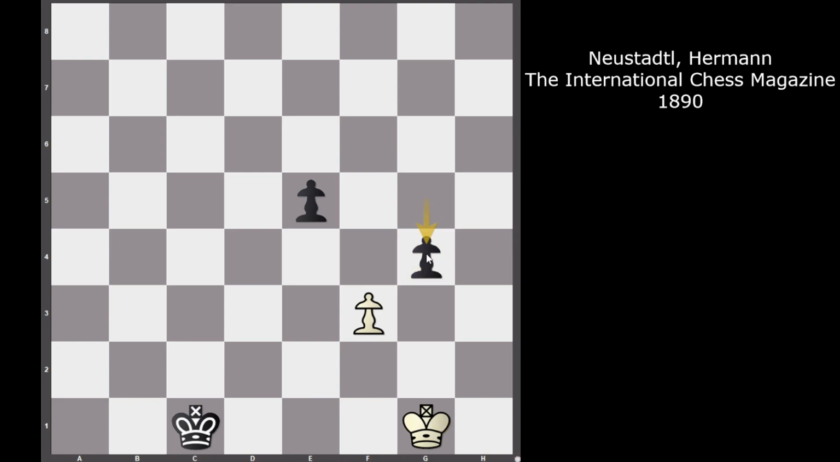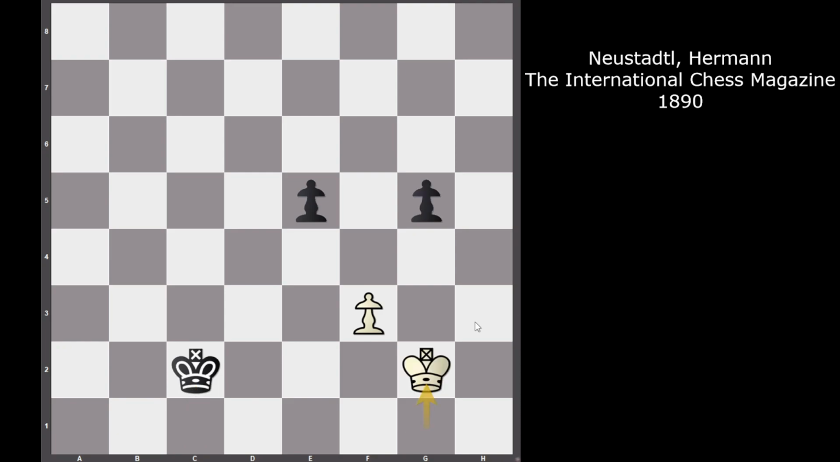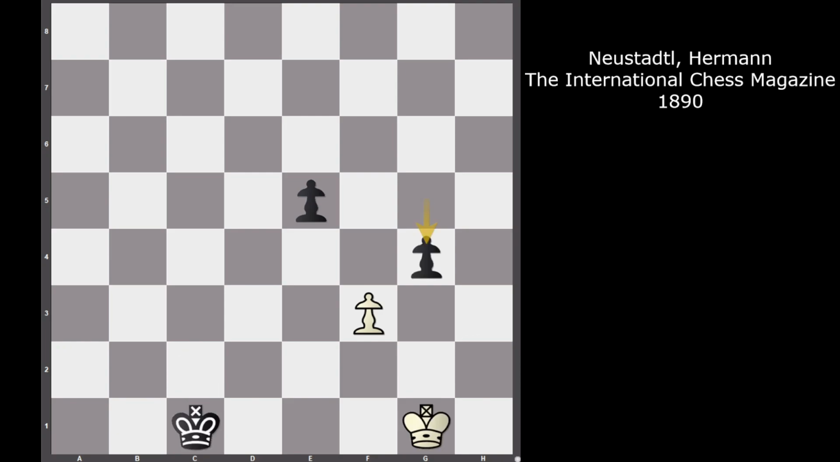So here, let's say you play g4, because king to c2 will just be met by king to g2. Here's the only move to play, king to g2. Now, it is a bit different why to play king to g2, because as you might notice, the white king and the black king are the same distance away from this pawn. So let's say if you would take the pawn, then e4 would just win for black.